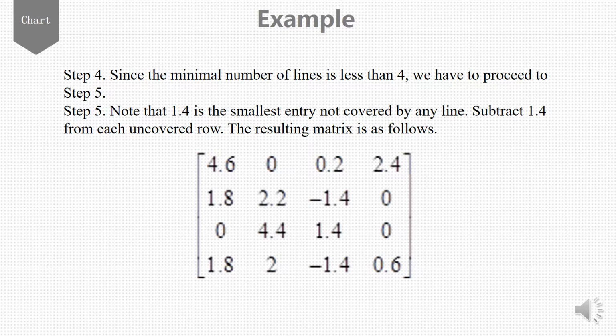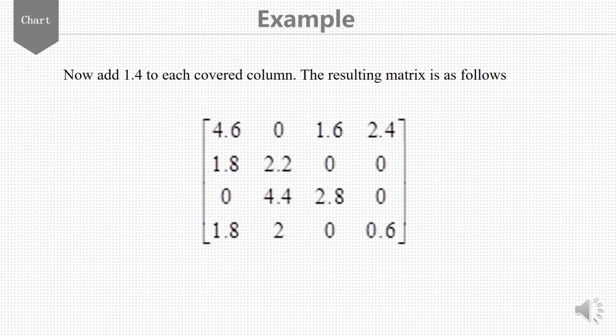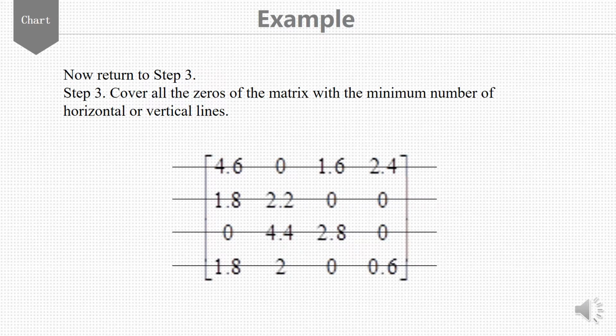Step 5. Note that 1.4 is the smallest entry not covered by any line. Subtract 1.4 from each uncovered row. The resulting matrix is as follows. Now add 1.4 to each covered column. The resulting matrix is as follows. Now return to Step 3.